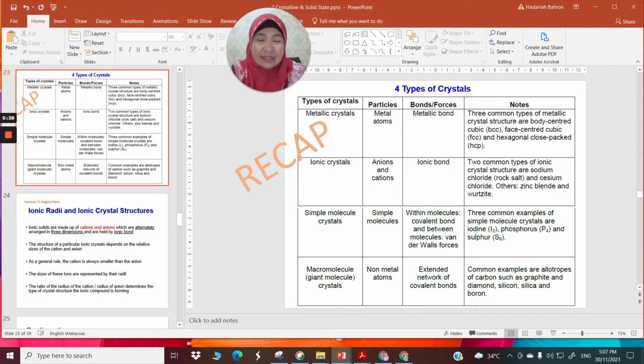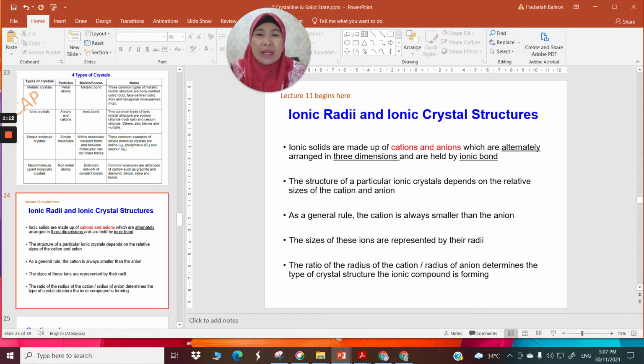We have metallic crystals, which I have shown you in lecture 10, how to calculate the number of particles, how to use density to determine the type of metals, and how to use the information to determine the radii or the atomic radius of a metal atom. Now, in this lecture 11 of CHM 577, I'm going to talk about ionic crystals, ionic radii and ionic crystal structures.